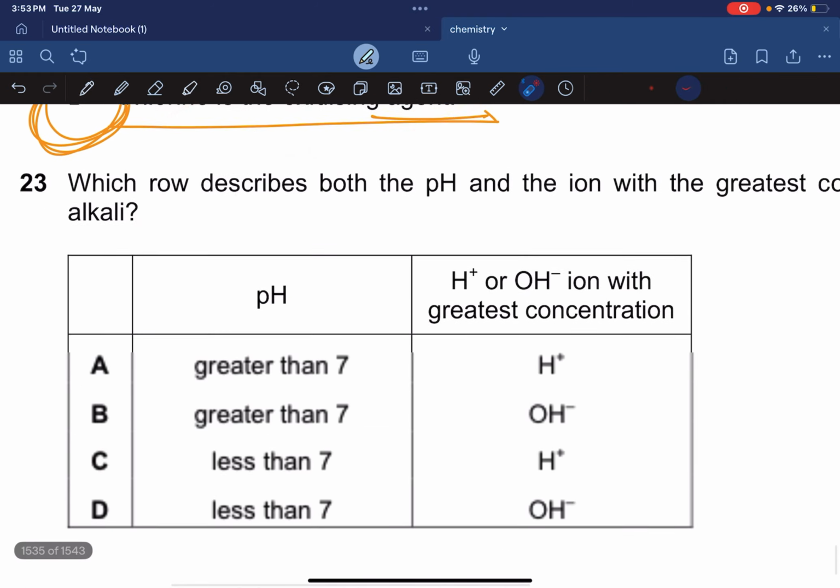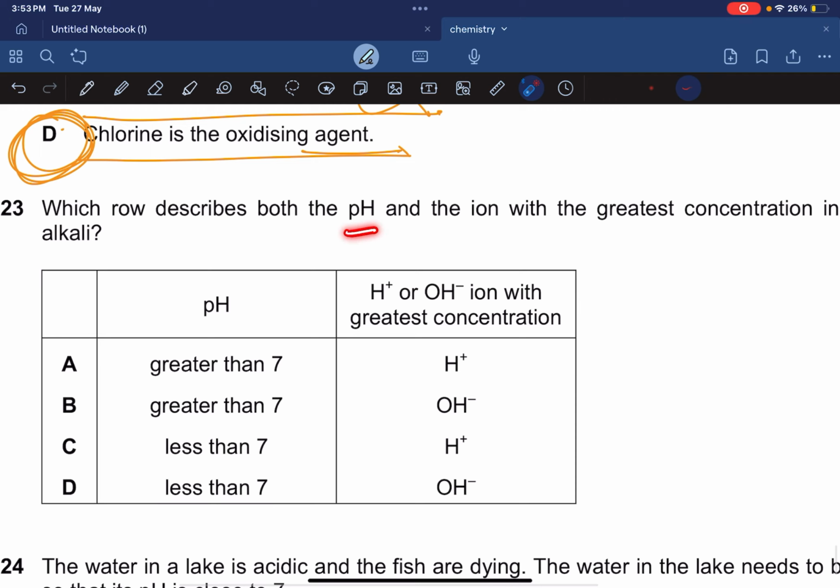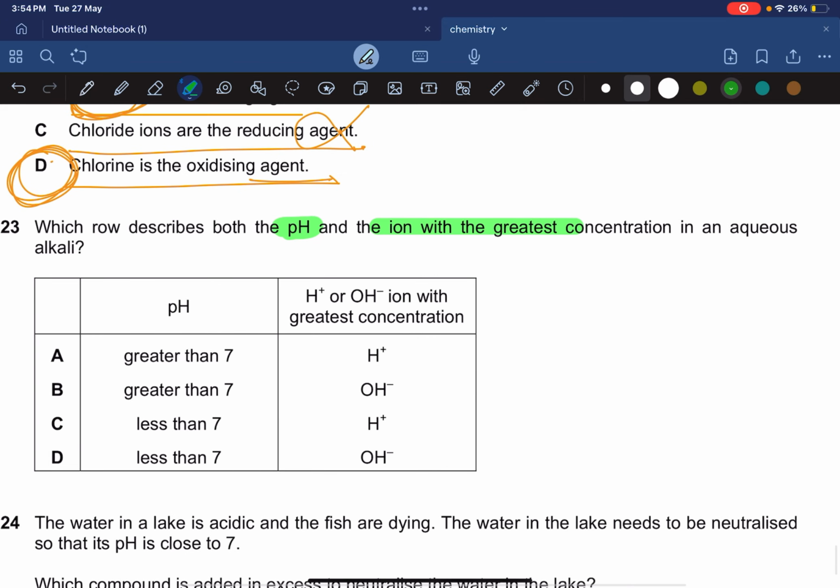Moving on to the next question, which says, which row describes both the pH and the ion with the greatest concentration in an aqueous alkali. Okay, the first thing that we need to look for is the pH. I guess that's easy. We know that alkalis have a pH which is greater than 7.